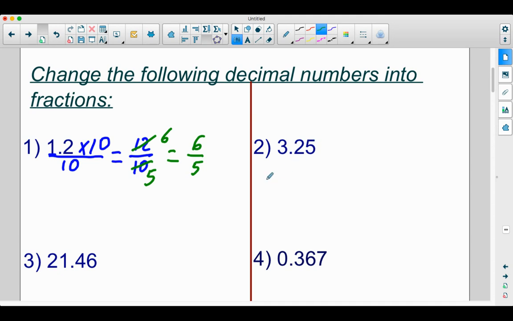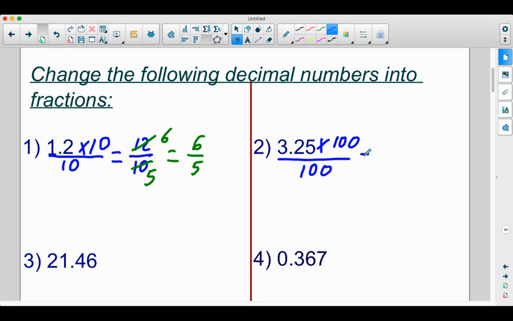Number 2, 3.25. Okay, we note that we have 2 digits after the decimal point. So we are going to multiply by 100. Okay, 1 with 2 zeros, and divide by 100. We always divide by what we multiply by.